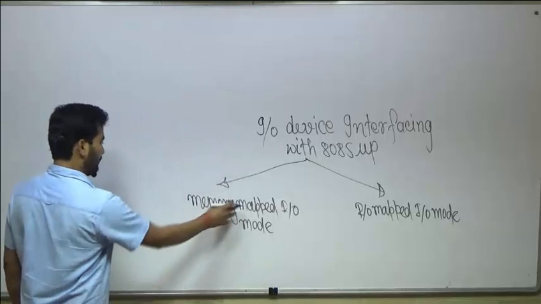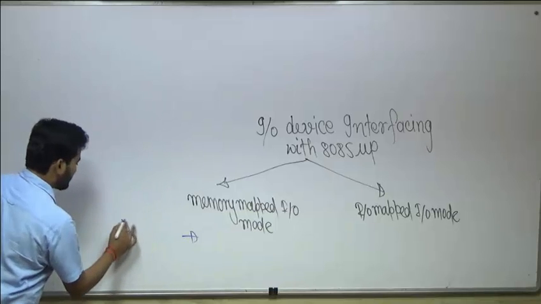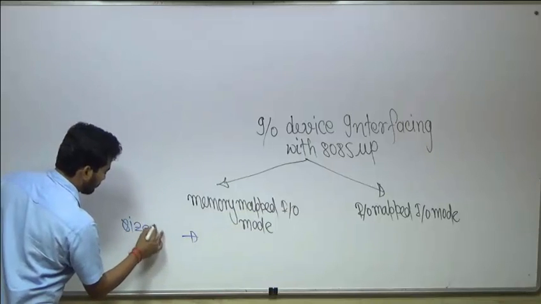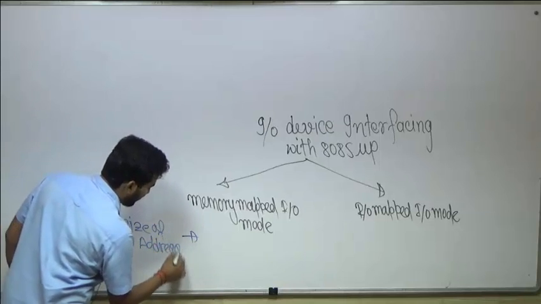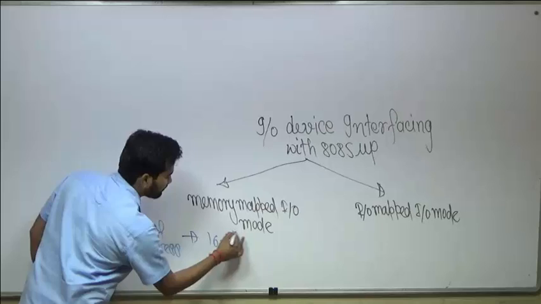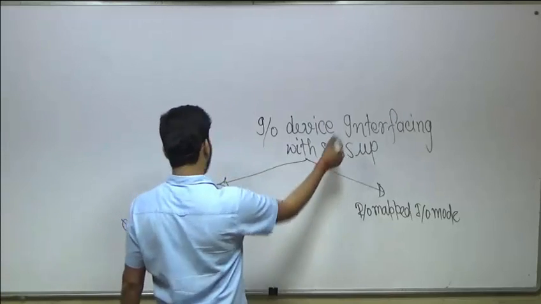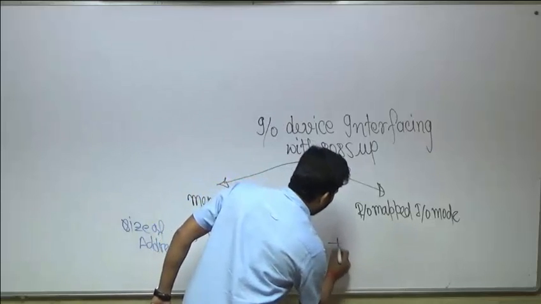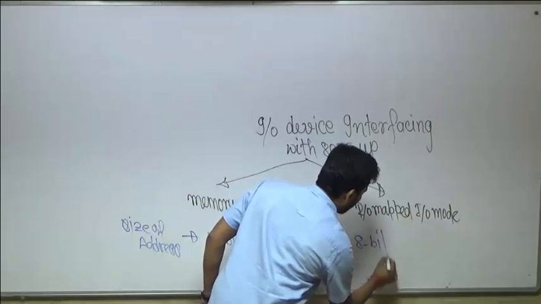If we use memory mapped IO mode, here the size of the address will always be 16-bit. But if we connect the input-output device in IO mapped IO mode, here the size of the address would be 8-bit.